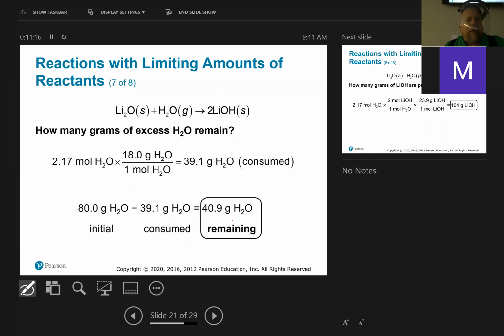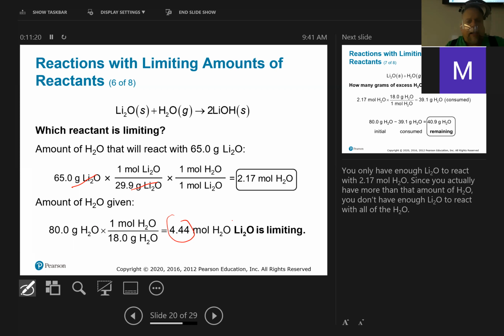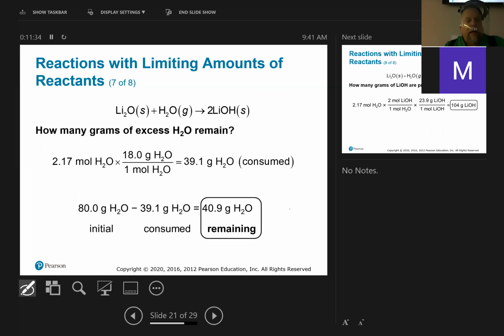Then how many grams of excess will remain? Well, you can also look at this when you have this associated with 2.17 moles of water, and you have 4.4 moles of water. Lithium oxide is limiting. How many grams of excess water remain?